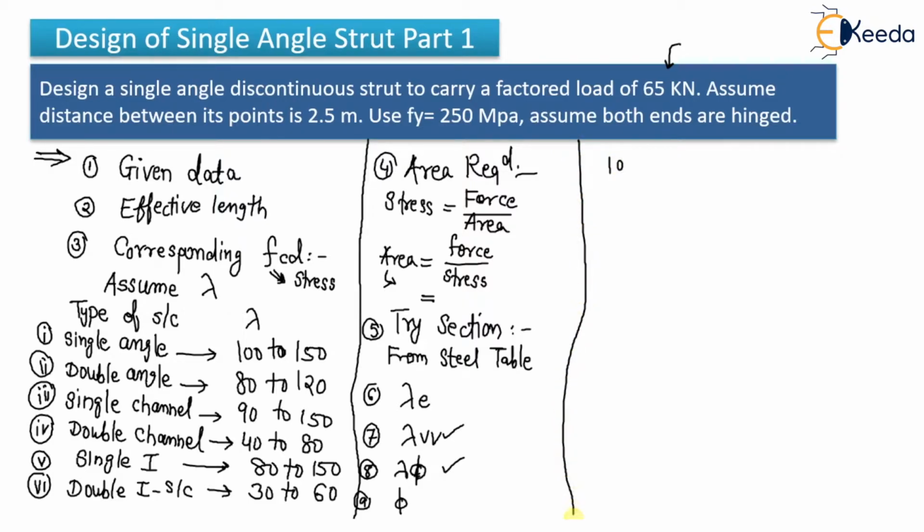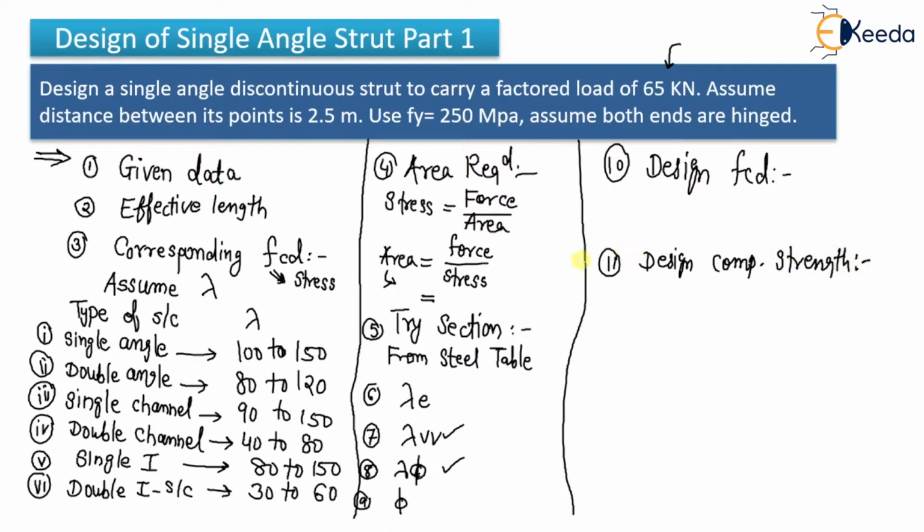Then the 10th step. You have calculated all the required steps. Now what is the 10th step you should follow? Finally, you will get the design compressive stress, I'll write in simple words, design FCD. Once it is calculated, the last step is to calculate the design compressive strength of the compression member, and in our case the compression member is the strut member. Remember, design compressive strength, I'll denote it by PD.